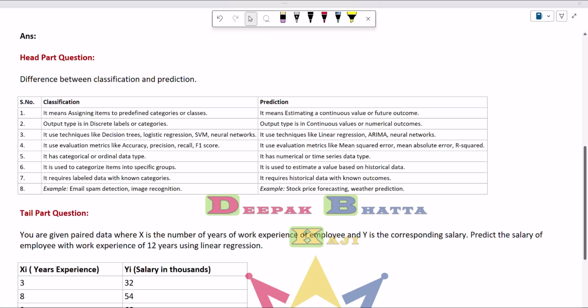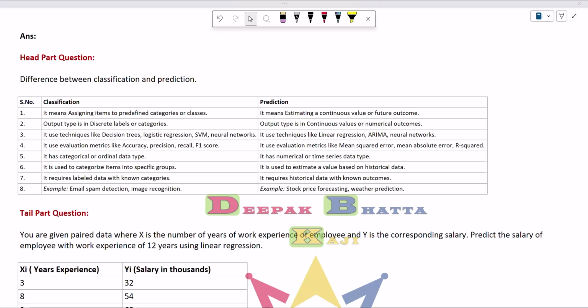This is the first part of our question. In the exam you need to write that classification means assigning items to predefined categories or classes. Prediction means estimating a continuous value or future outcomes. Classification output type is discrete levels or categories. Prediction output type is continuous value or numerical outcomes. Classification uses techniques like decision tree, logistic regression, support vector machine (SVM), neural networks. Prediction uses techniques like linear regression or ARIMA model.